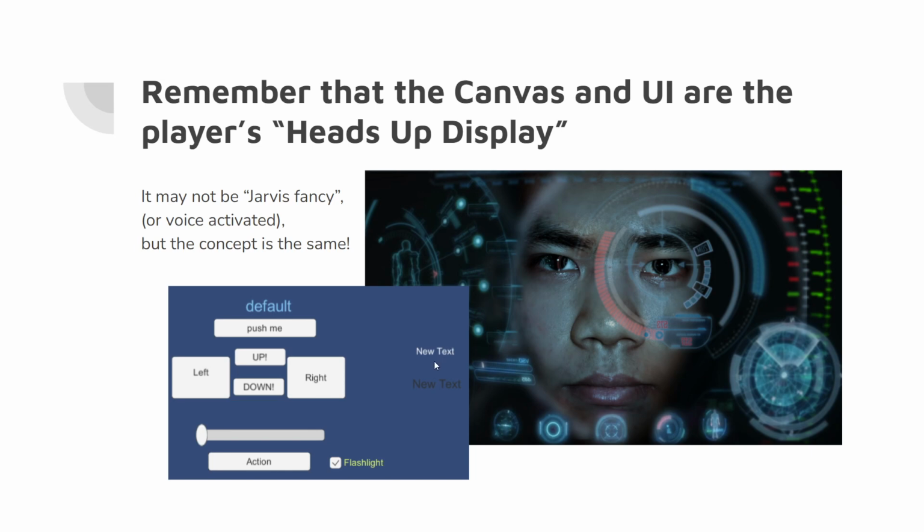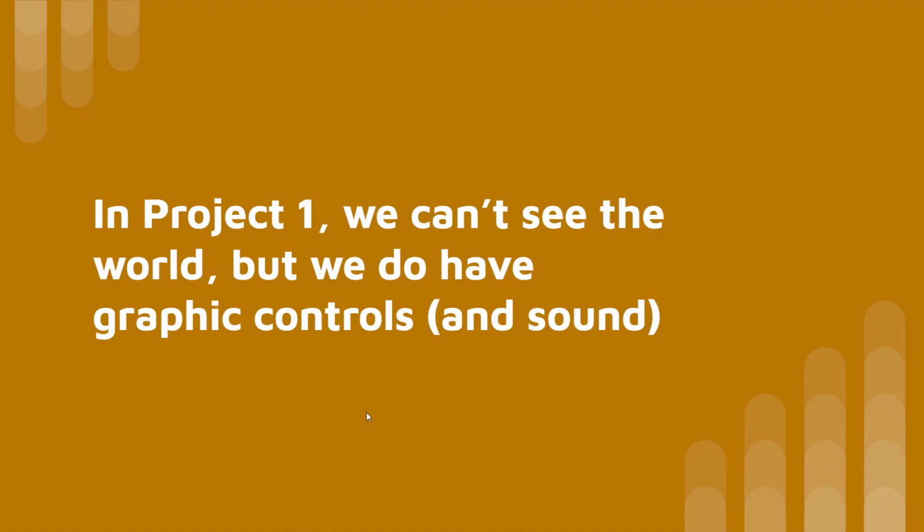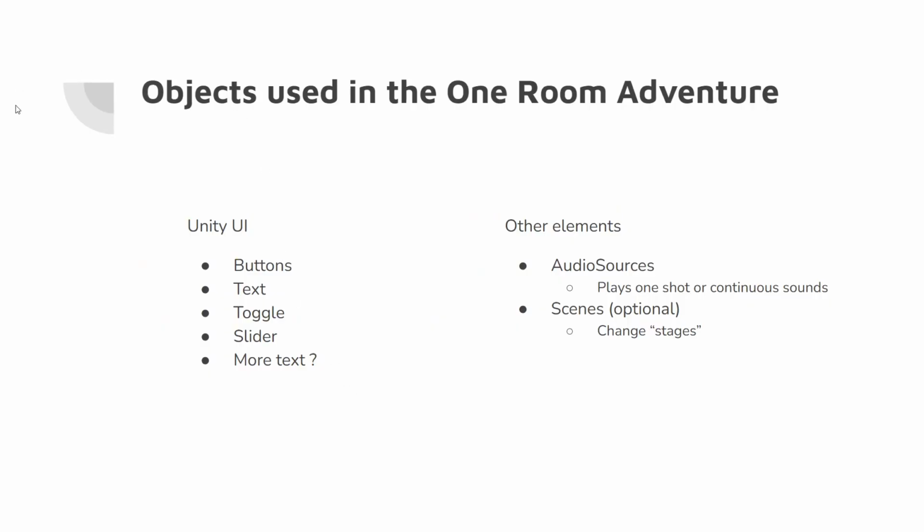And then we might have some text over here. Simple status and some other sort of story text, perhaps. Right? So that would be similar in concept to our heads-up display. In Project One, the idea is that you can't see the world, but we do have graphical controls and sound to work with, right?